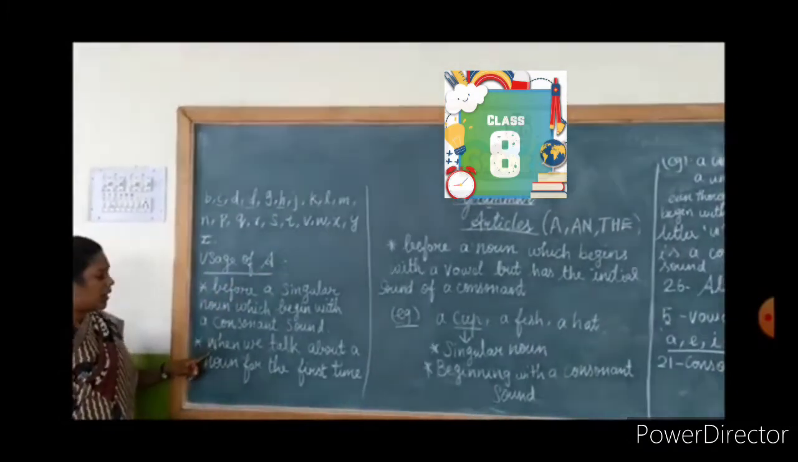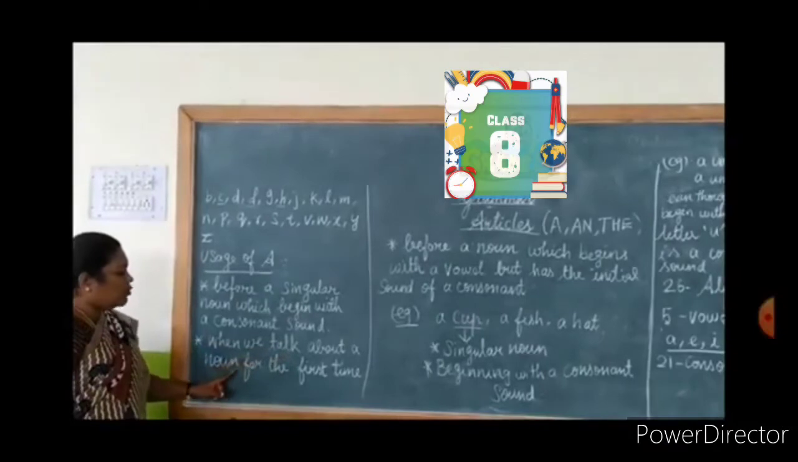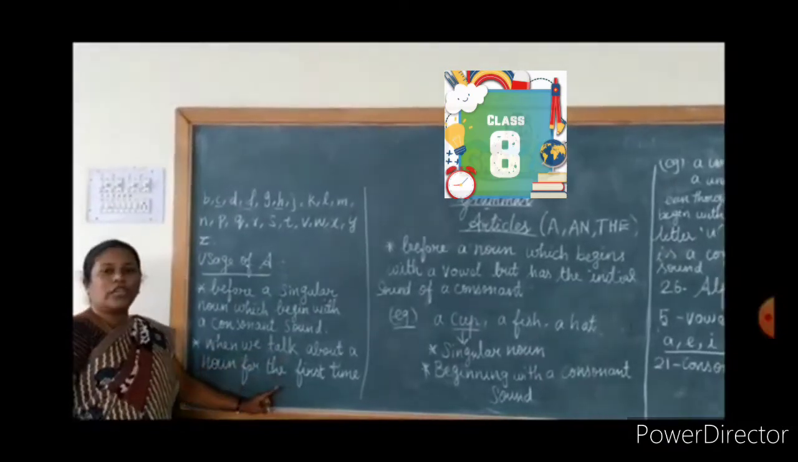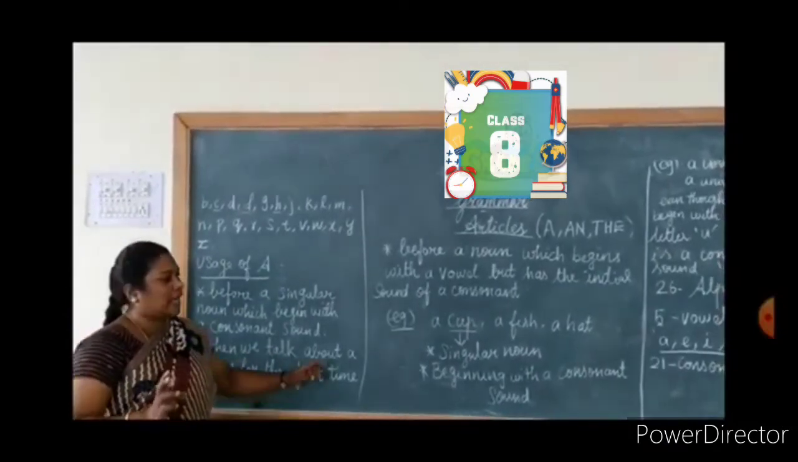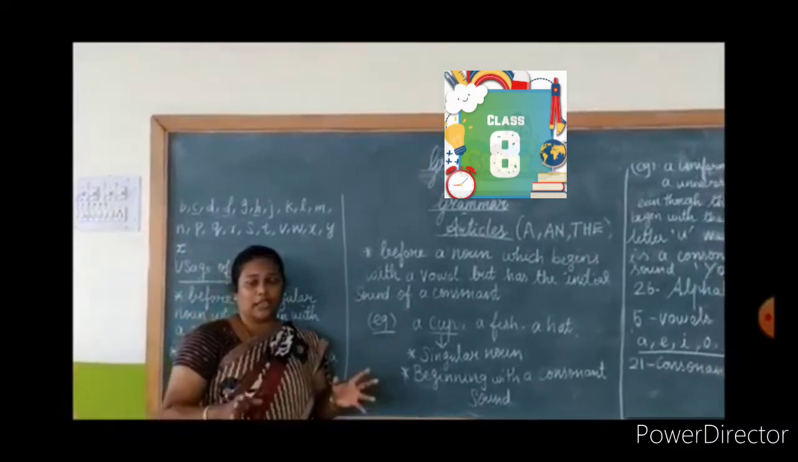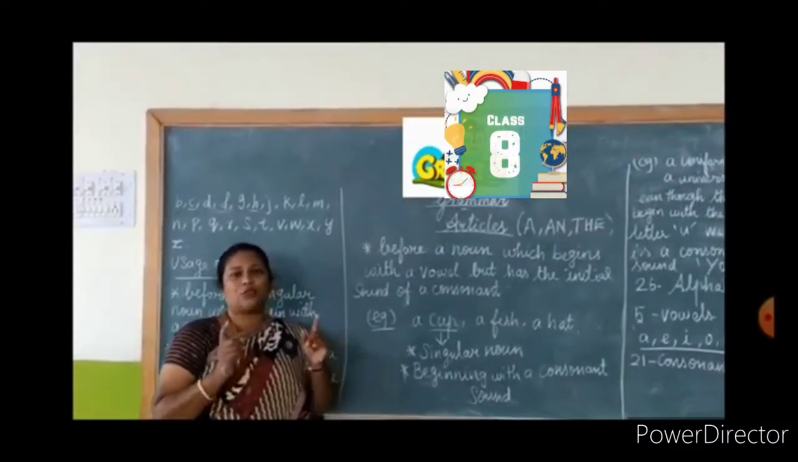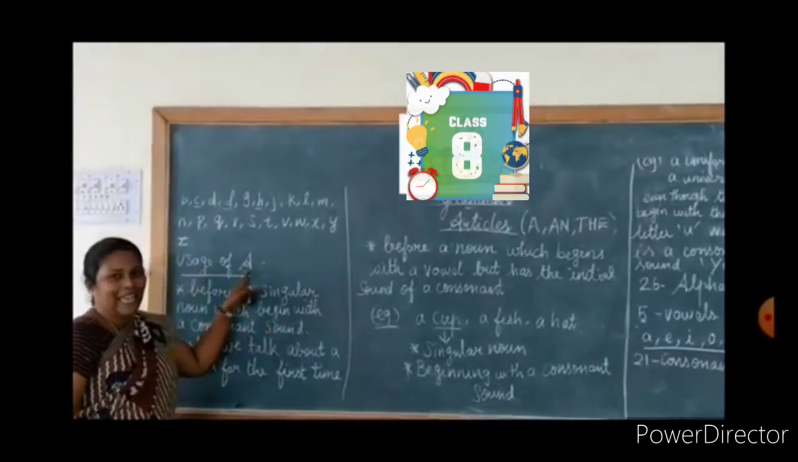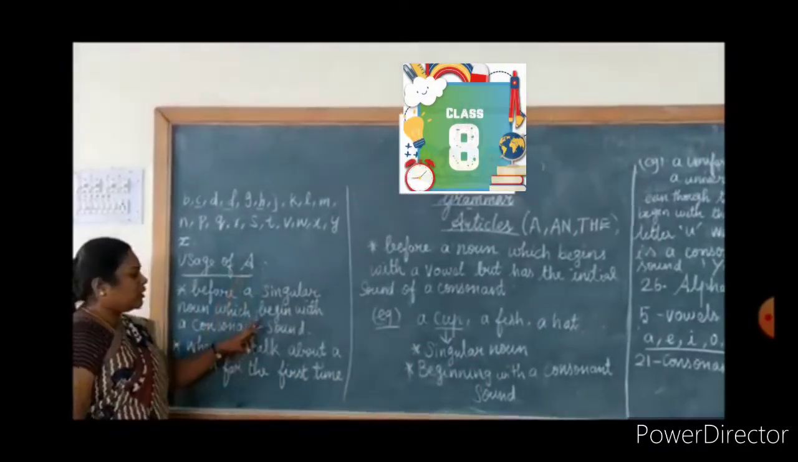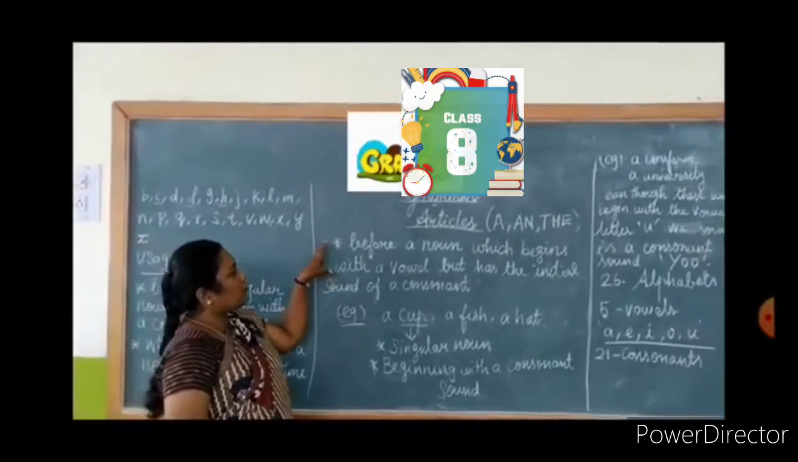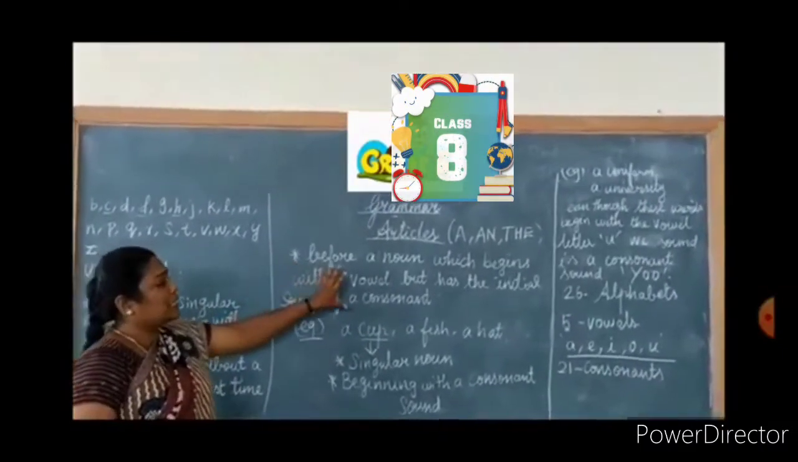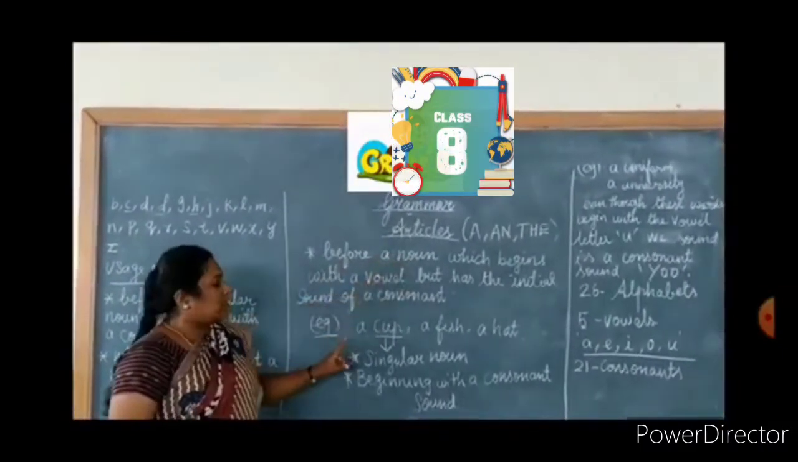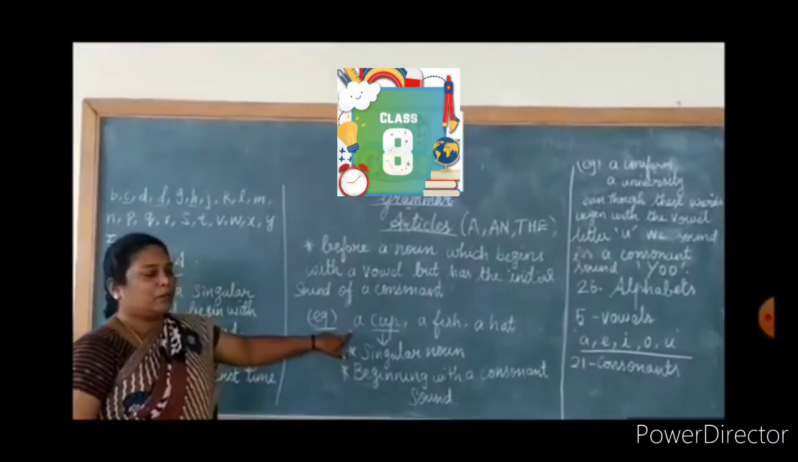Then see the next rule. When we talk about a noun, the name of a person, place or thing, for the first time in a passage, we must use the indefinite article A. So these are the two rules. The third rule is different. I will tell you afterwards. First we see the examples here.